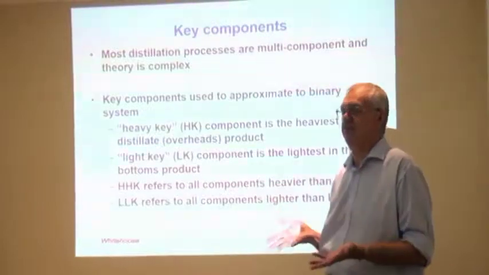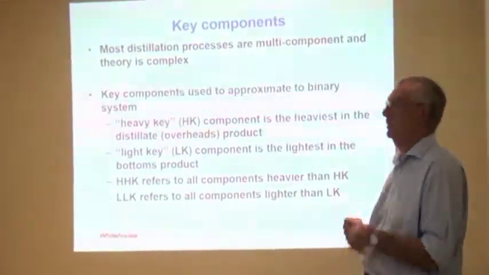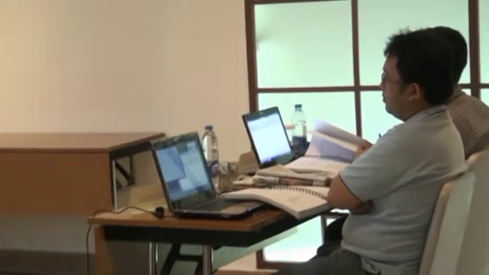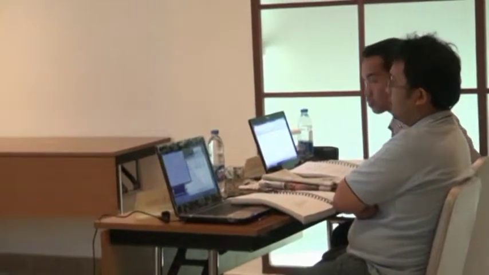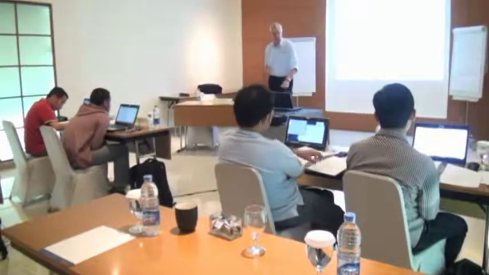Okay? The definition of the heavy key component, HK, is the heaviest component that you are likely to find in your overhead product. Okay? So in a C3, C4 splitter where you've got some C2s in the feed, what we do now is to determine what that dynamic compensation is, what values we put into that dynamic compensation.